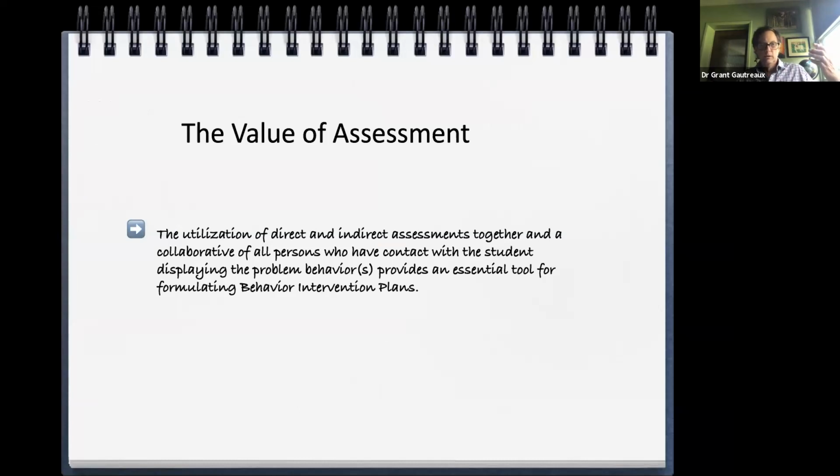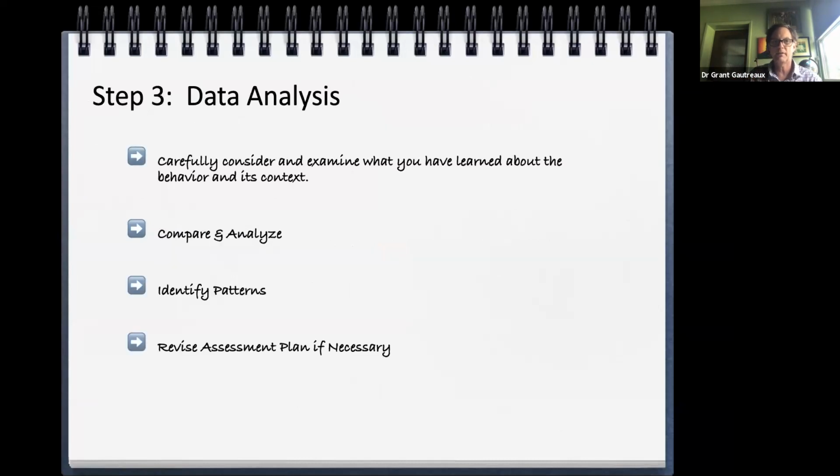All right, so we have both direct and indirect assessments that we're putting together, and that information should allow us to formulate some type of hypothesis. First, we have to analyze the data. So we need to look at the data, compare and contrast the data to before, during, and after, what we're trying to identify. Look for patterns in the data.